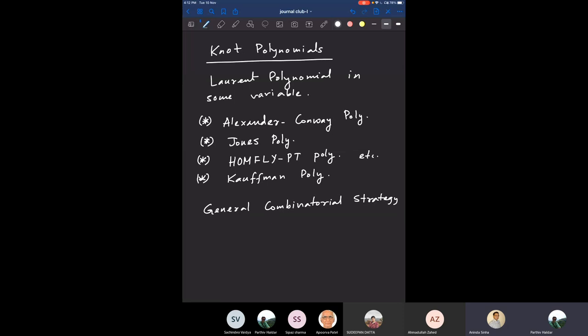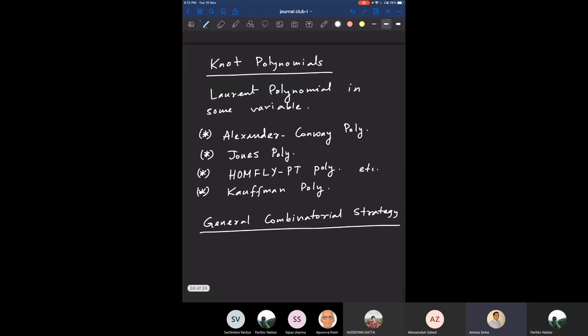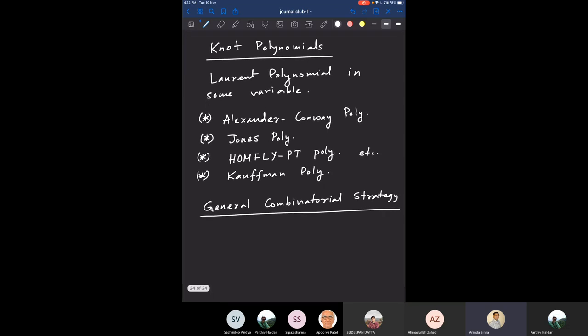Parthiv, just a question here. Suppose I wanted to distinguish two different knots, is there an advantage of using one polynomial over another? Yes, there are actually advantages. The Alexander-Conway polynomial is the simplest, but it cannot distinguish certain knots which the Jones polynomial can. Then there are some other knots which the Jones polynomial cannot distinguish, but the HOMFLY-PT polynomial can. To what extent you can go is still an open problem. I see, so this is like the completeness property of these polynomials. Yeah, you can think of it like that.